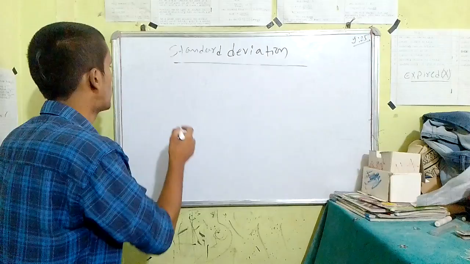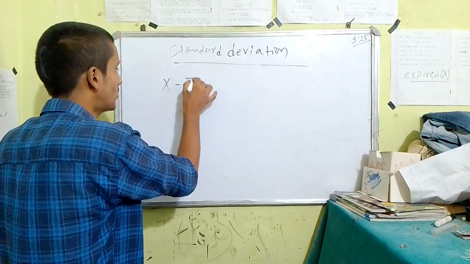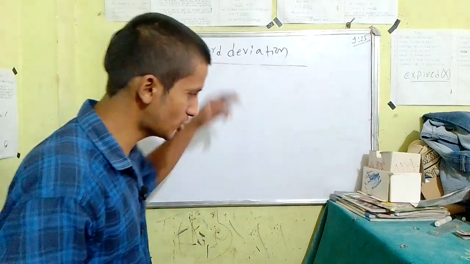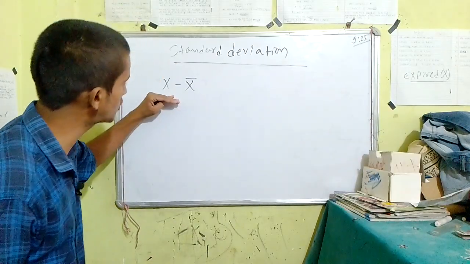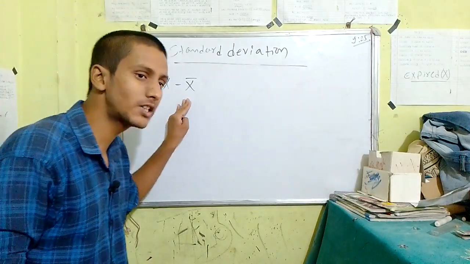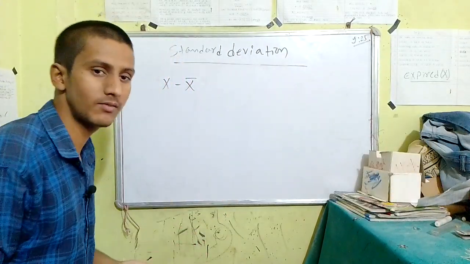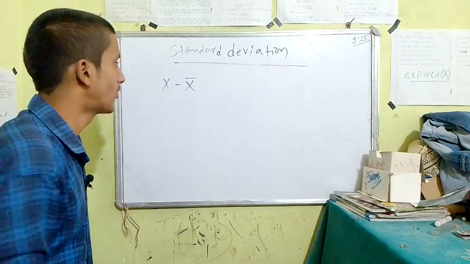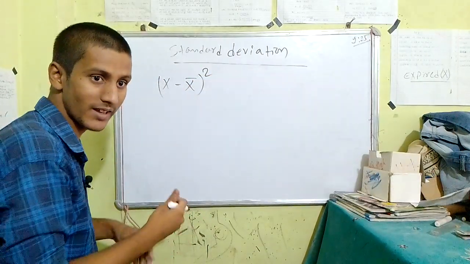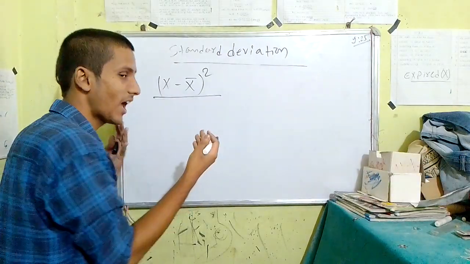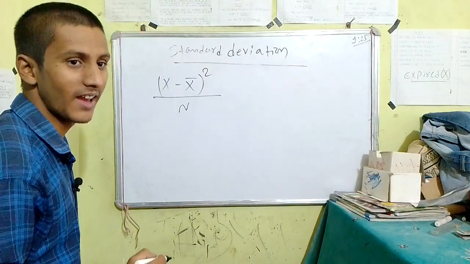So what do we do? We find x minus x bar. It means x represents each observation in your data. From each observation you subtract the mean, and that could be positive or negative. For that reason we square it, and then we find the average of that, meaning divide by n in case of a population. Did you get it?